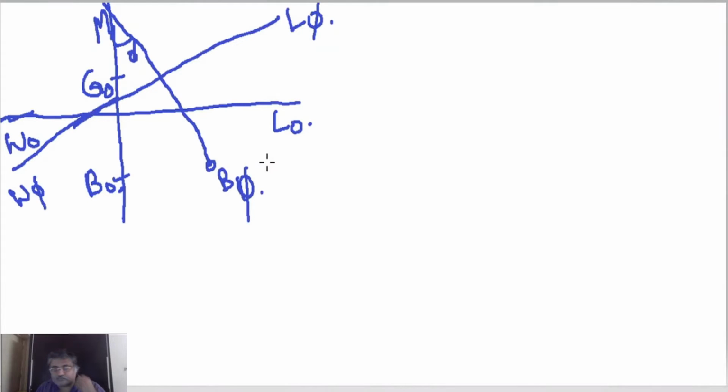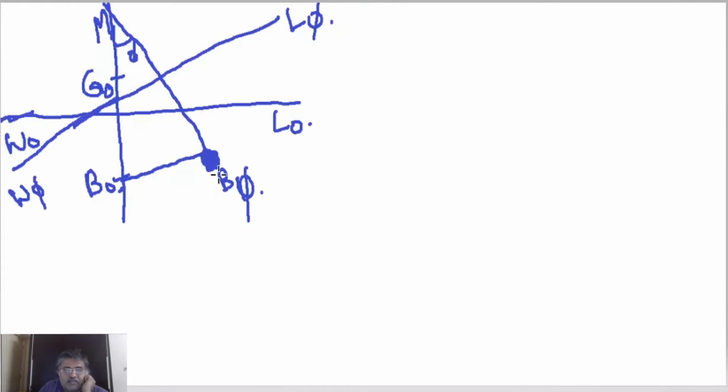This point is B phi. Now the question is, what we are saying is that because of the ship inclining or heeling, one part of the ship got submerged and the other part of the ship got emerged. So because of that, the centroid of the underwater volume has moved from B0 to B phi.